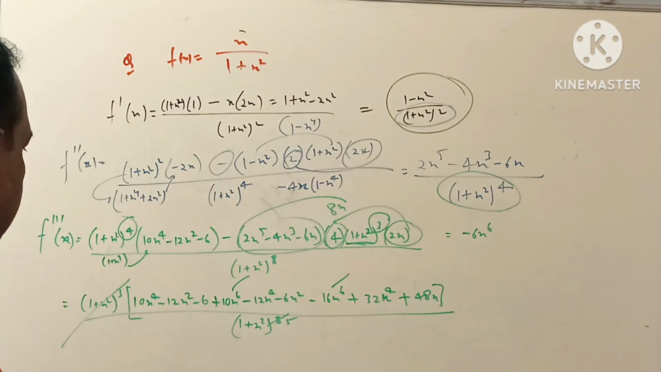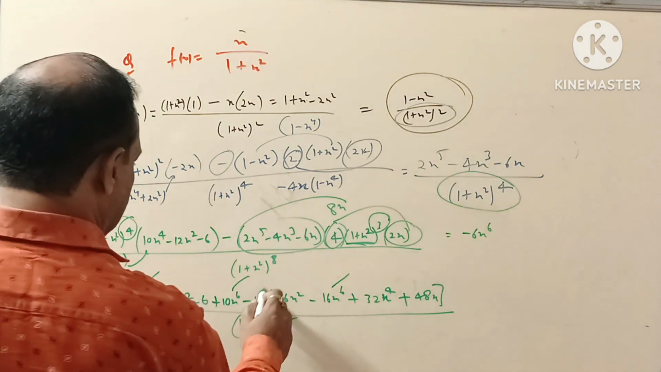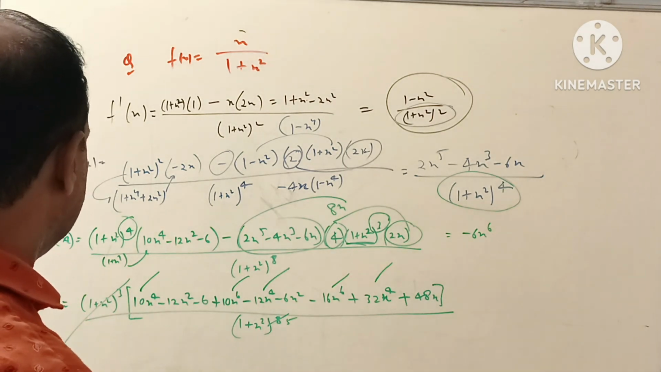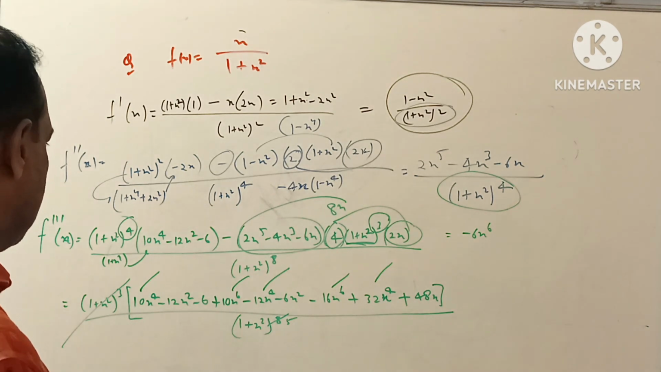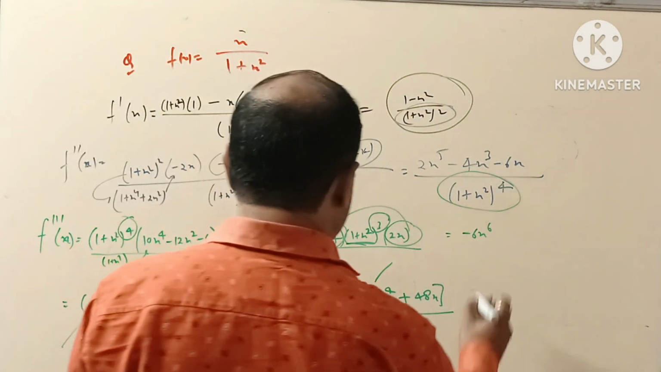There is no x power 5, then comes the power of 4, then power 3. It means 32 and 10 is 42, otherwise you can say 32 minus 12 is 20, 20 plus 10 is 30, so 30x power 4.